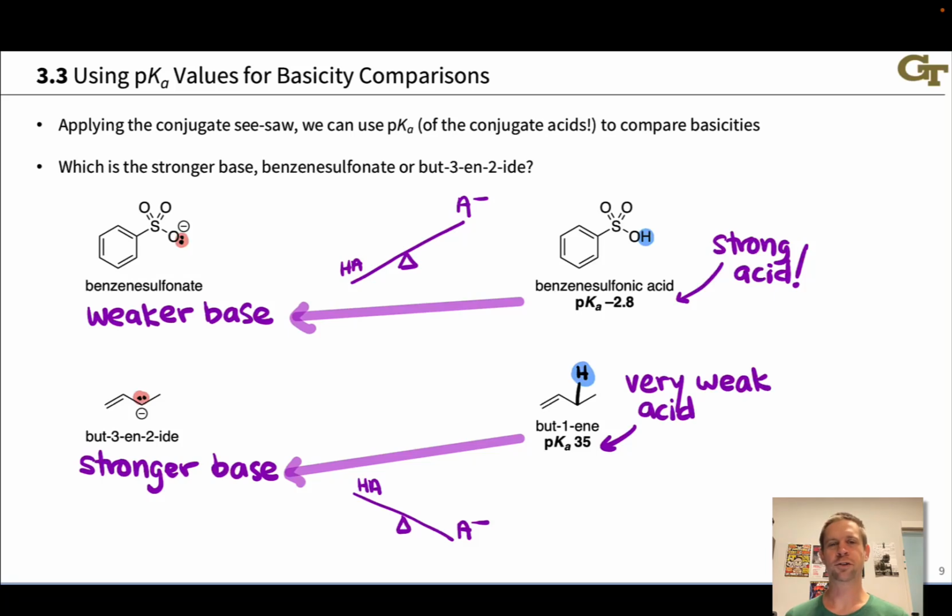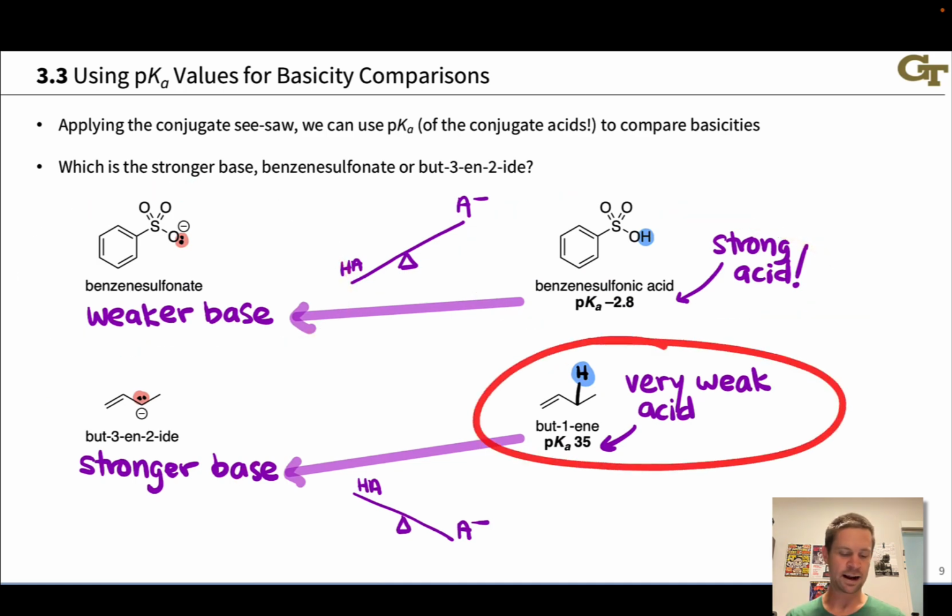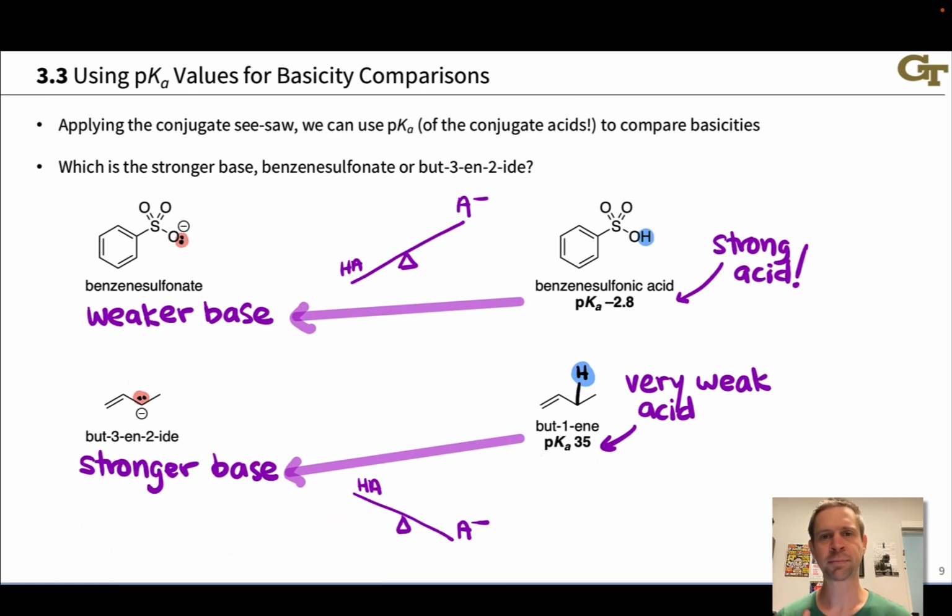One way to answer the question on this slide about the relative basicity of benzene sulfonate versus this allylic anion is to use the conjugate acids and their corresponding pKa values. So go look up the pKa's of the conjugate acids and then apply the conjugate seesaw and the logic behind that to reason that, okay, if this is a stronger acid, this must be a weaker base, and if this is a weaker acid, this must be a stronger base. That is essentially a data-based quantitative argument for the relative basicity.